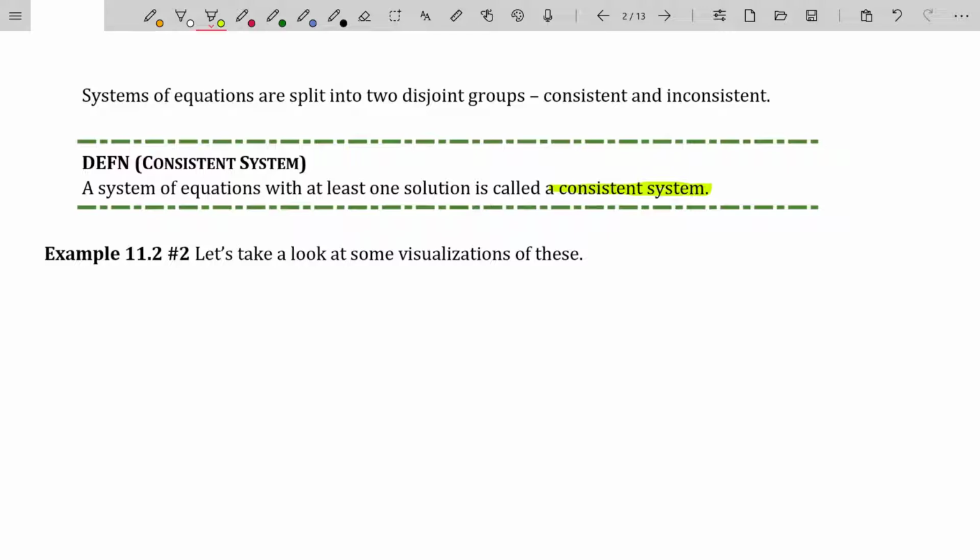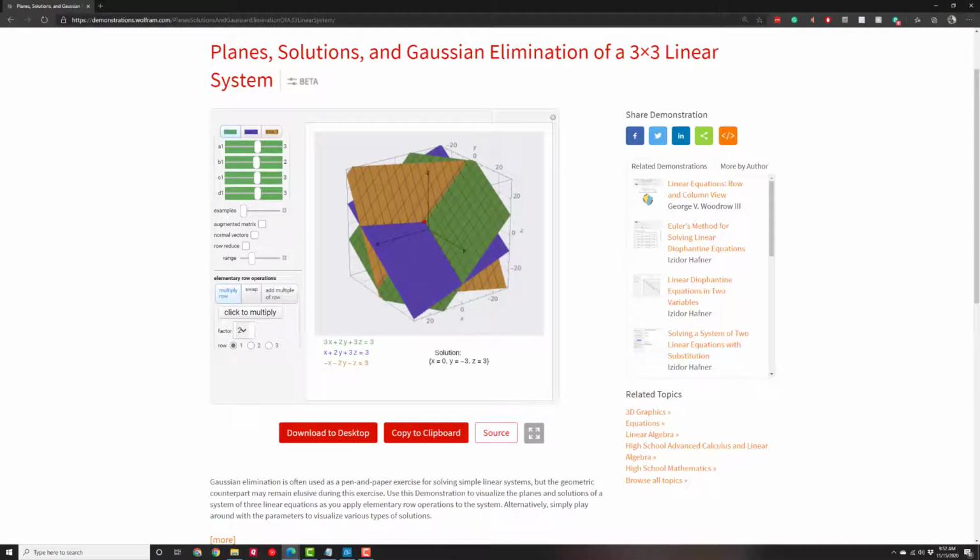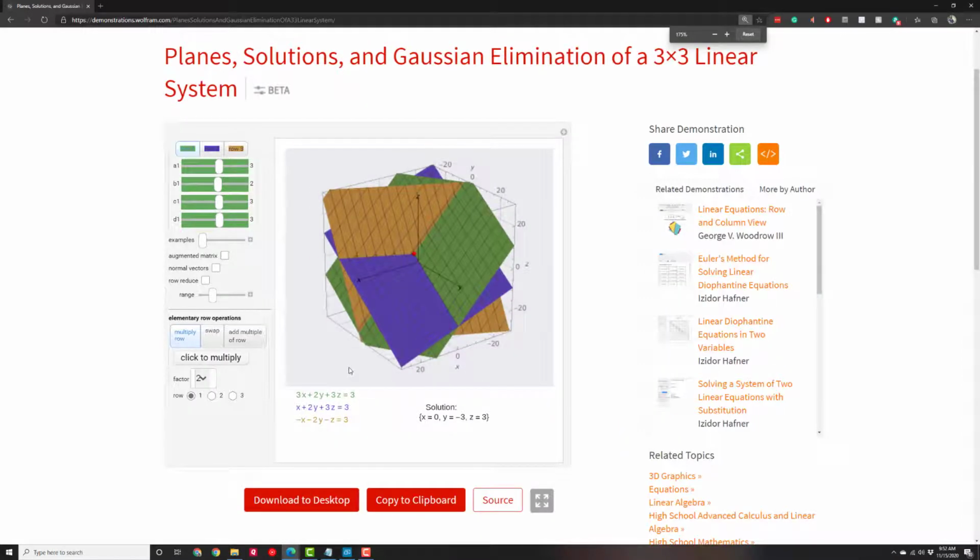a 3x3 system. Now, the following is a Wolfram Demonstrations project applet here, and these are free. You can just Google Wolfram Demonstrations and it'll bring this up, not this specific one, and then you can search for systems of equations and see the visualization. The equations in question here are 3x plus 2y plus 3z is equal to 3, and then you can see the equation in purple, and you might be able to see that equation in gold. Let me see if I can zoom in a little bit here.